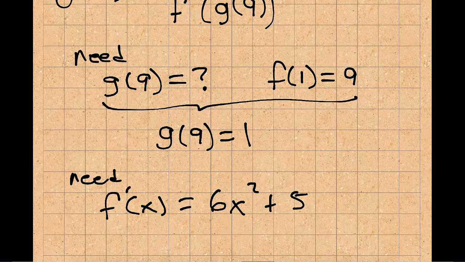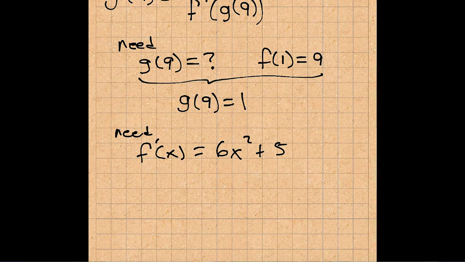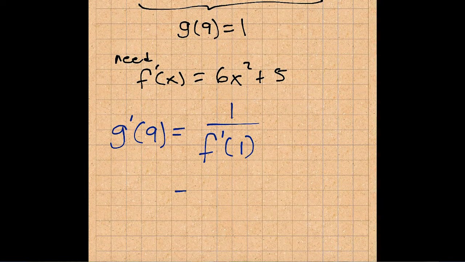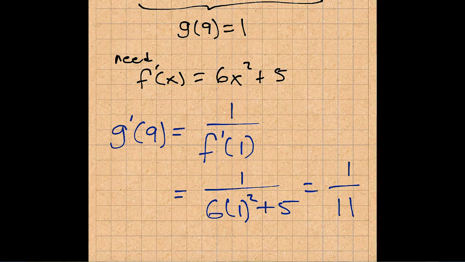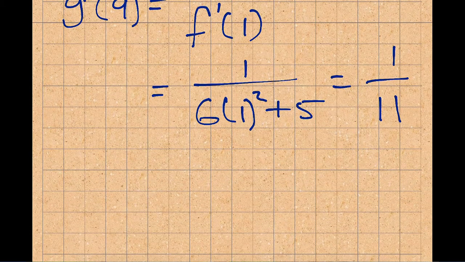So let's combine this information that we needed and what we're supposed to find. g prime of 9 must be 1 over f prime of 1. So that is 1 over 6 times 1 squared plus 5, or 1 over 11. So hopefully that makes some sense to you. Go back and look at that again when you're doing the assignment. I'll try to post these notes up there, but go back and take a look at that.